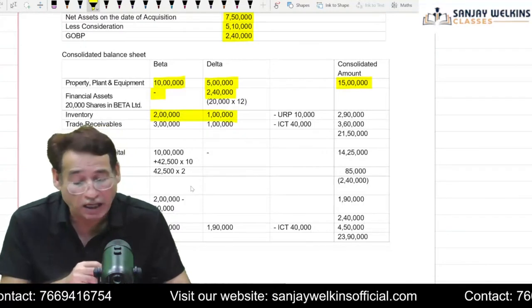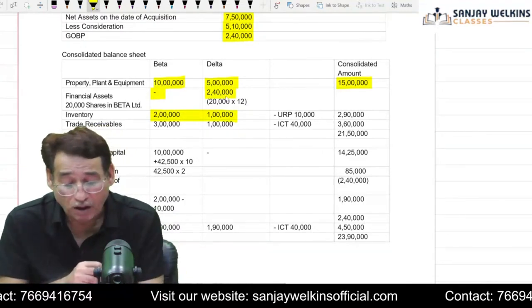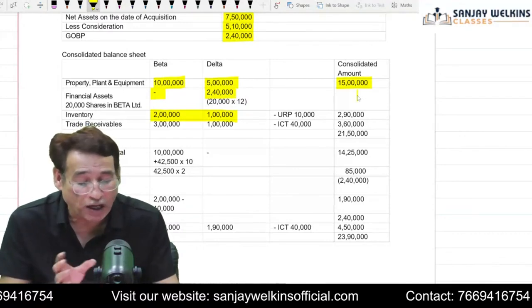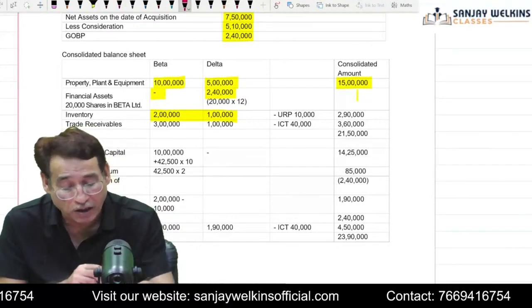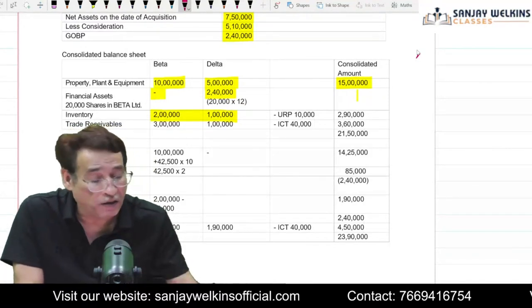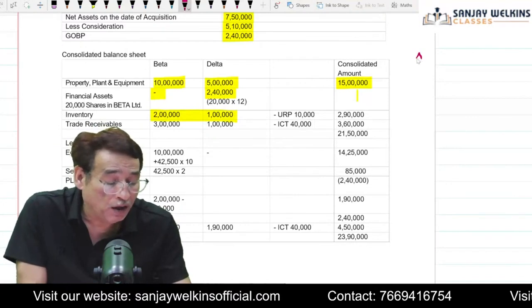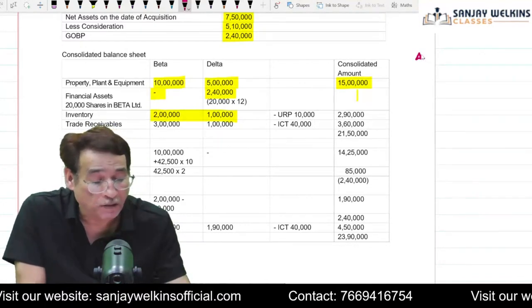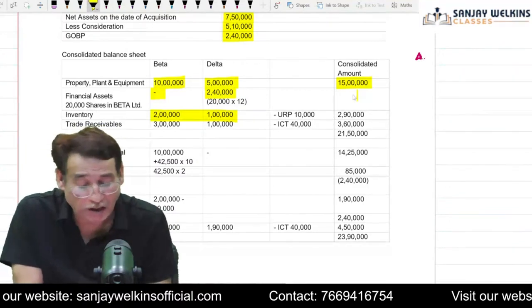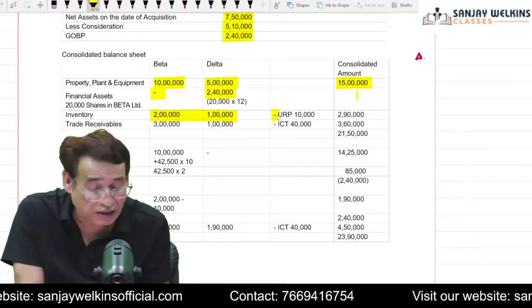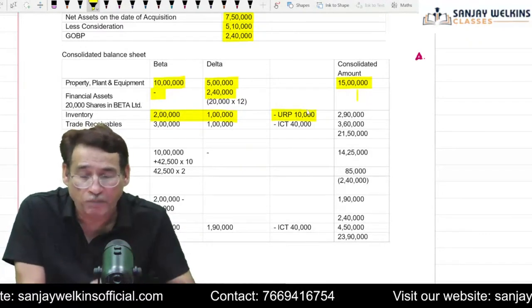What is the amount? Actually, this amount of investment, I will just tell you why I haven't written here. I will also explain this, because when I am going to pass this entry in the books of the acquirer entity, is it clear to you? It is very important. Let me finish it off, then I will explain it also. Inventory, I will simply consolidate, but unrealized profit of 10,000, which somebody told me already.